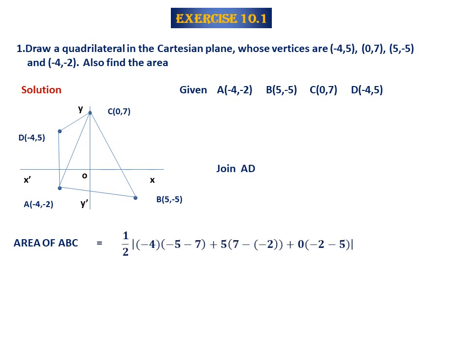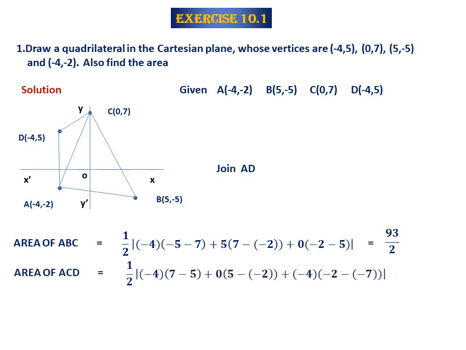So using the formula 1 by 2 into mod of, first one is x1 is minus 4 into y2 minus y3, minus 5 minus 7, plus x2 is 5 into 7 minus 2. You can just substitute, then 0 into, actually you need not write that one because it will be 0. Simplify, so you get 93 by 2. So this is the first area.